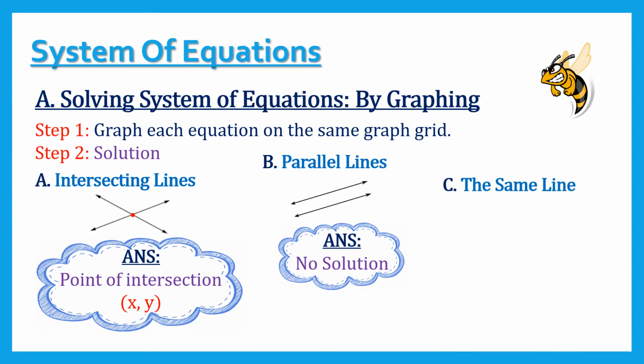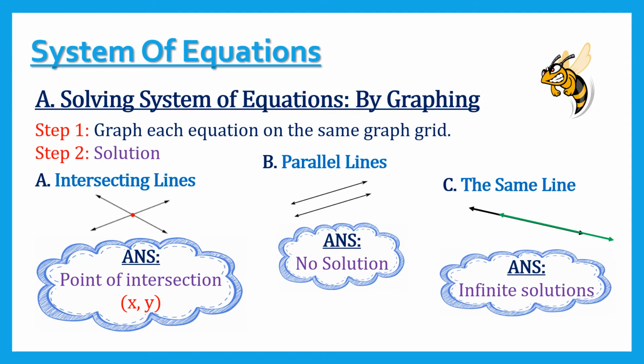The third scenario is if it's the same line. So you graph one and you graph the second one, you notice that they're sitting on top of each other, so therefore they share every single point in common. And that means your answer will be infinite solutions.